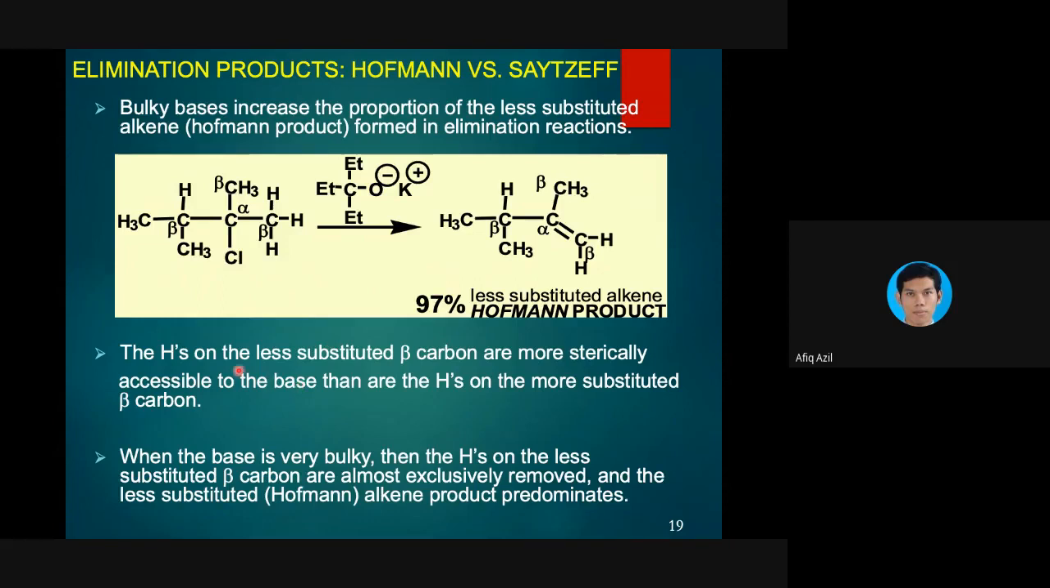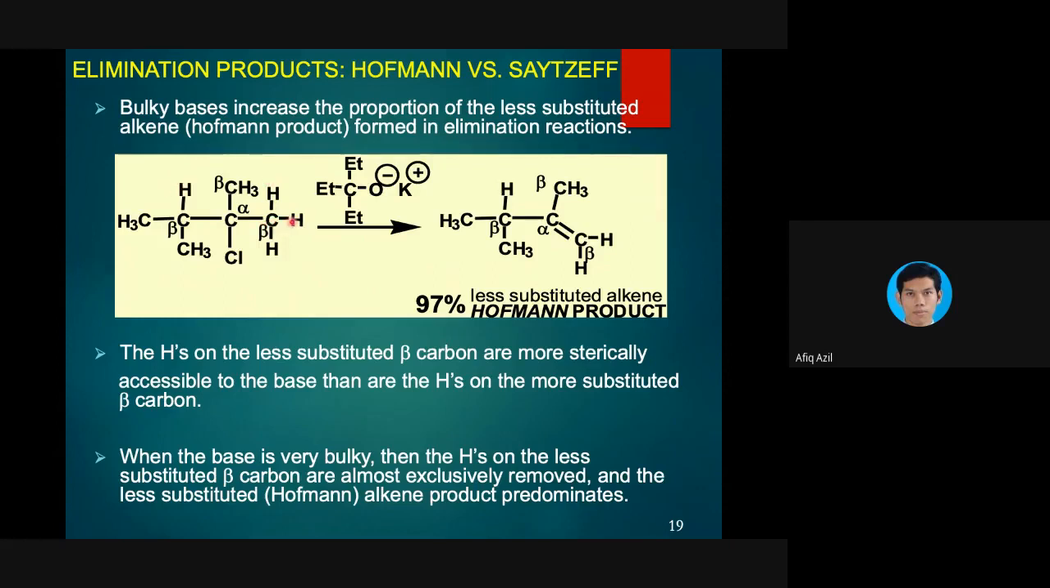The hydrogens on the less substituted beta carbon, let's say this one, are more sterically accessible, meaning that the structure is very big. So it is easier to remove hydrogen from this beta carbon instead of, let's say, from this beta carbon, which is here. For that one, the base has to really come in at an angle. It has to put itself in a very specific orientation in order to remove this hydrogen.